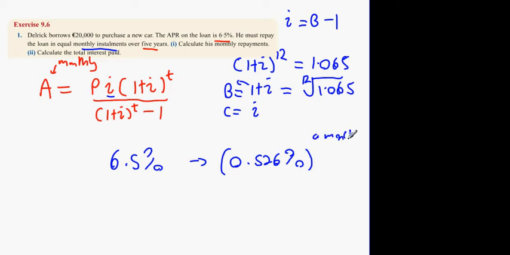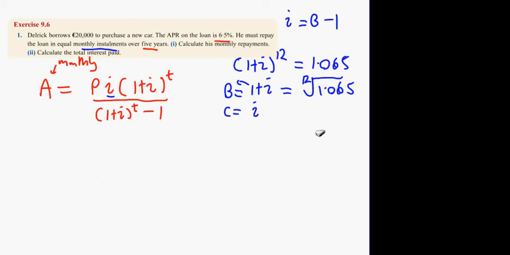Okay, so that's what we figured out. Now, back to your question. We know that this A amount is equal to P being 20,000. This 20,000 gets multiplied by I. We say I is the C amount, and then 1 plus I is the B amount.